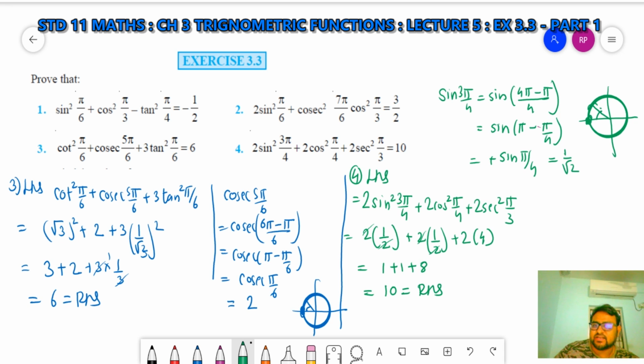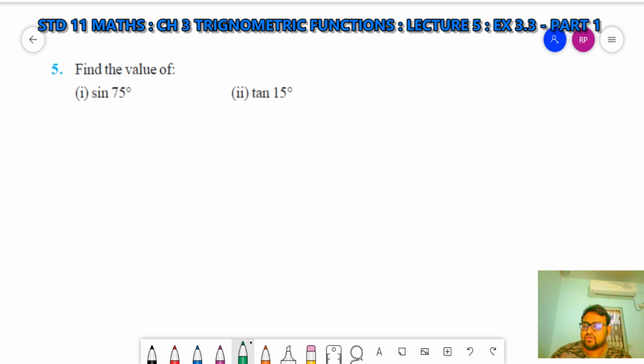Okay, now let's move to the next, that is question number 5. In question number 5, there are two sub questions. You have to find out the value of sine 75 and tan 15. So first we will see sine 75. Now see here, sine 75, I will express this angle 75 degree in the form of sum of two angles. Here I can write down 75 as 45 degree plus 30 degree.